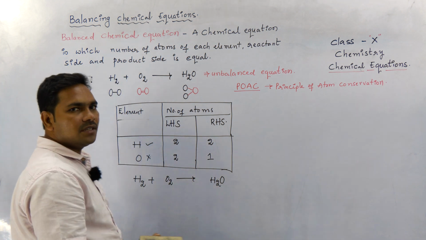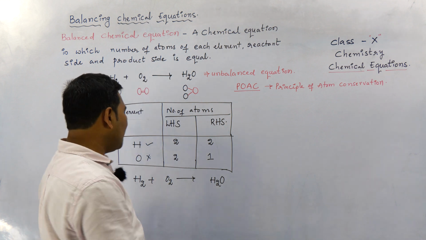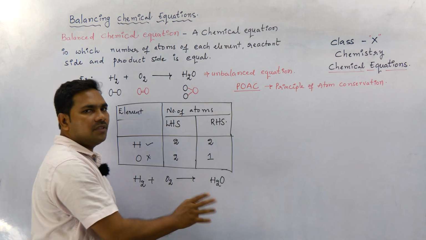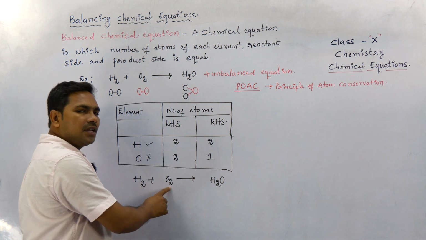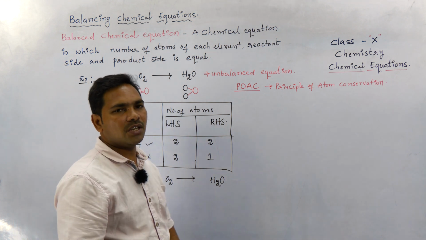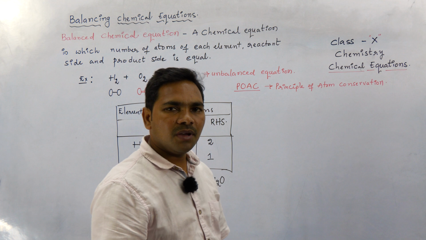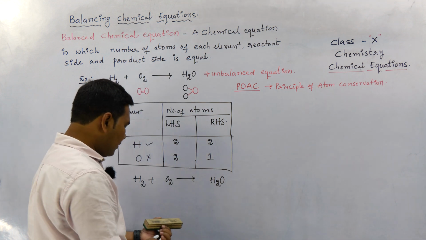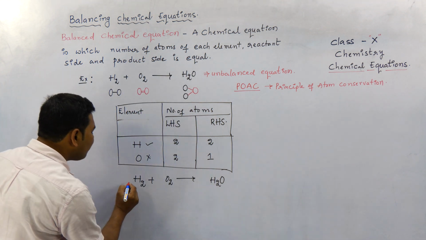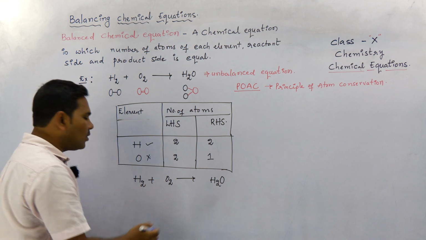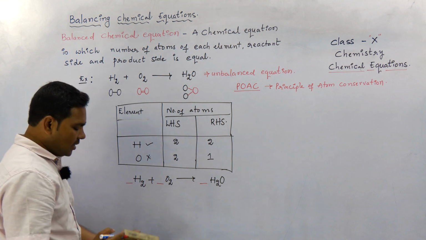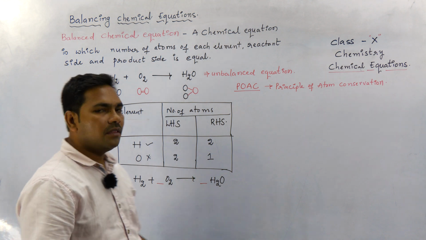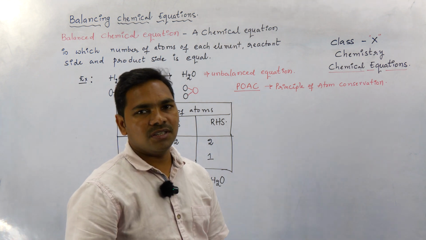For balancing the equation, we should not change the chemical formula of the reactants and products. Hydrogen is written H2, oxygen is written O2, water is written H2O. That's all. We should not change the chemical formula of the substances. Instead, we can change the number of molecules. Here, in the blanks that I'm writing, we can write any number. They are generally called coefficients, right?